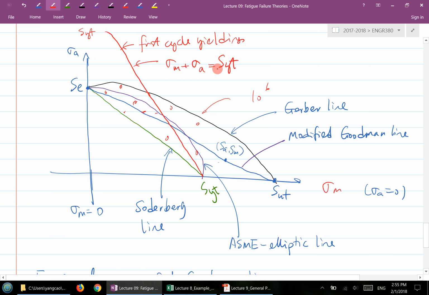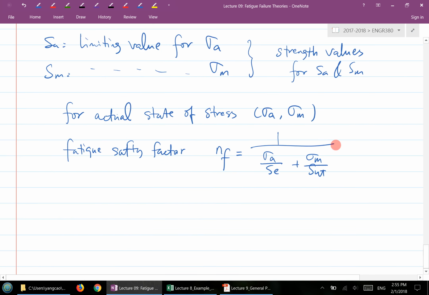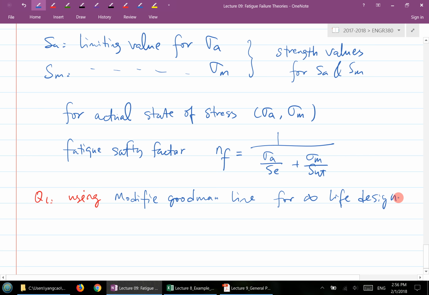Let's assume you're going to use the modified Goodman line. So the first question is this: using the modified Goodman line for infinite life design.